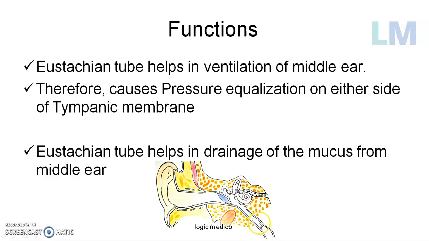If at all there is an obstruction to this eustachian tube, two things can happen. One, ventilation of the middle ear will be affected. Two, accumulation of the mucus will happen, resulting in otitis media, that is infection of the middle ear. This mucus which accumulates over here acts as a base for the bacteria to grow. So thereby the eustachian tube provides a very important role for the middle ear cavity or tympanic cavity. In fact, the optimum position of the tympanic membrane is also because of the ventilation caused by the eustachian tube.